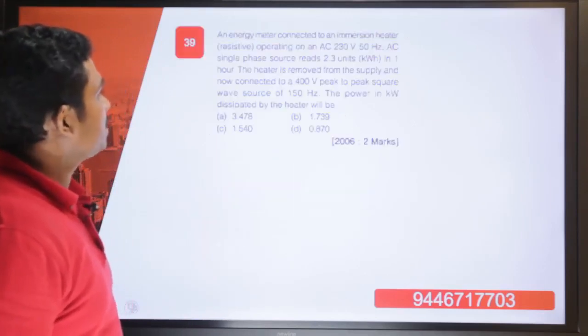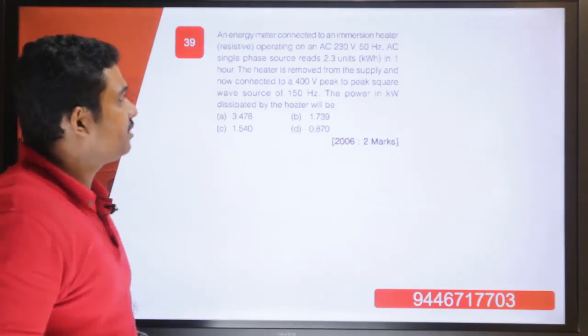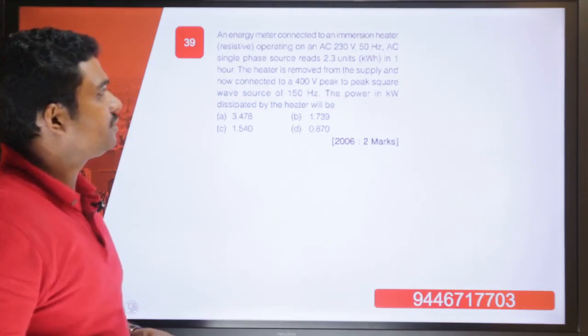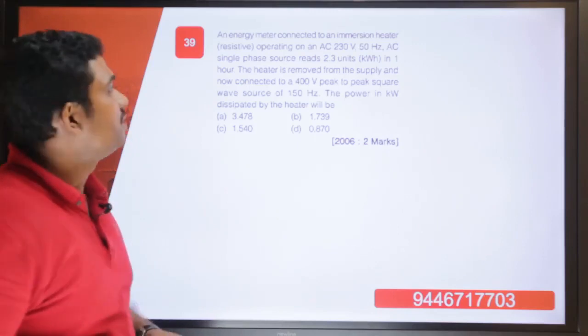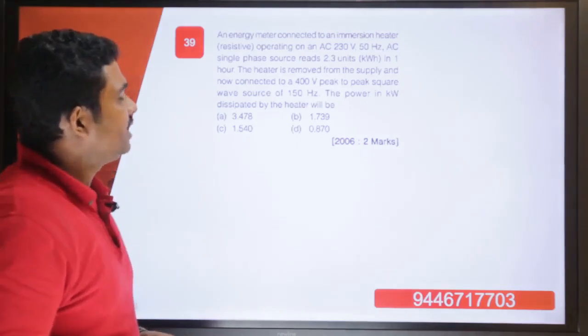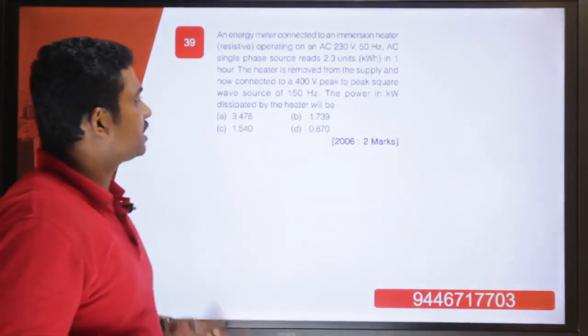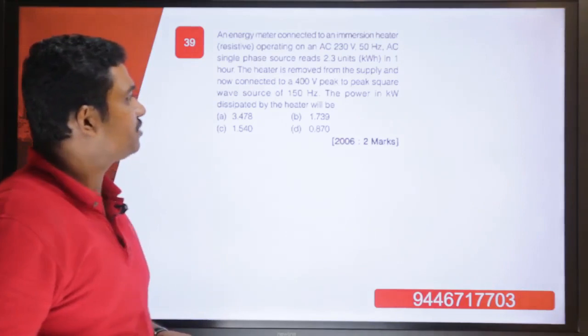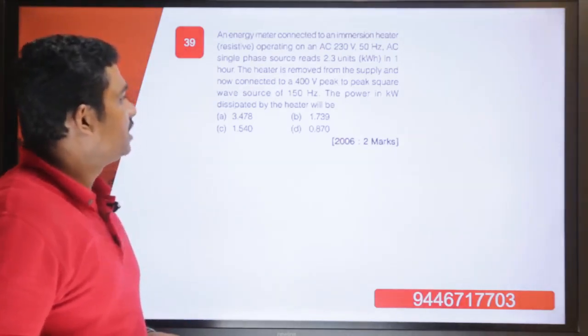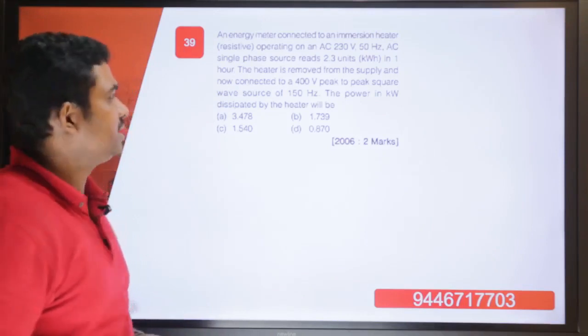Now moving into question number 39. An energy meter is connected to an immersion heater operating on an AC 230 volt 50 Hz single phase source, and it reads 2.3 units in 1 hour. The heater is removed from the supply and now connected to a 400 volt peak to peak square wave source of 150 Hz. The power in kW dissipated by the heater will be, is the question.